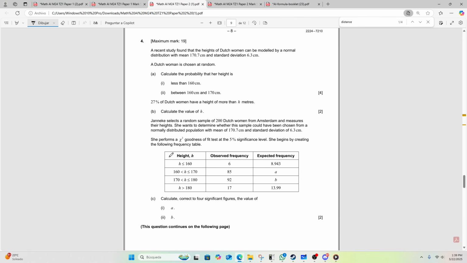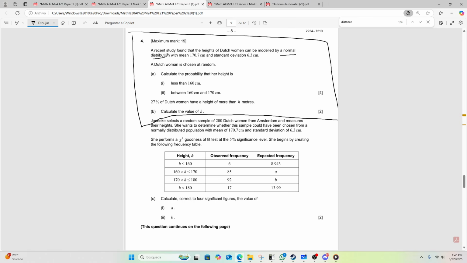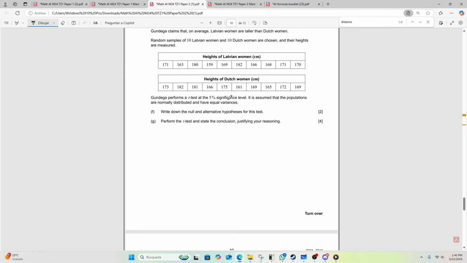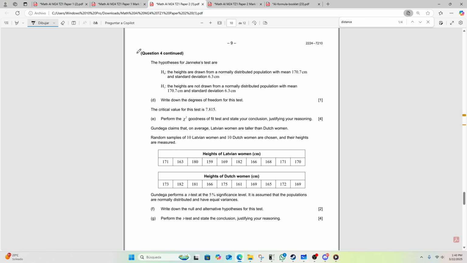Okay? Number 4. Well, this is all just probability of a normal distribution. And then the next part is like a chi-square goodness of fit. Okay, it's completely different exercises. It's the same context, but it's different exercises. Literally, okay? Damn, yeah, I mean, this goes on for a while.